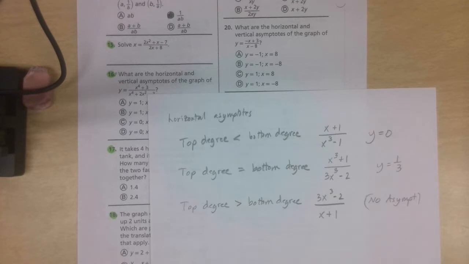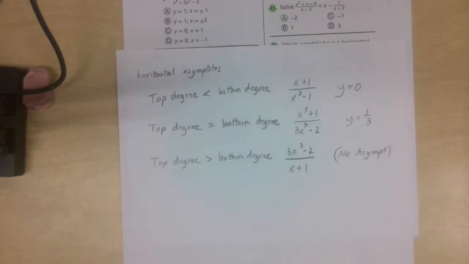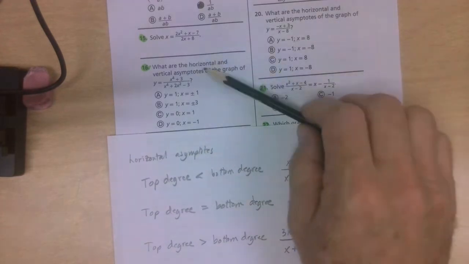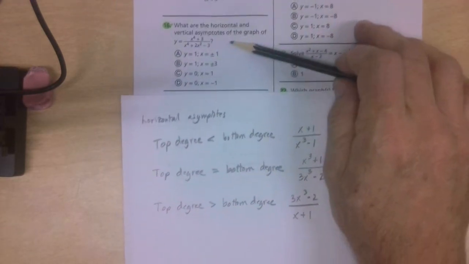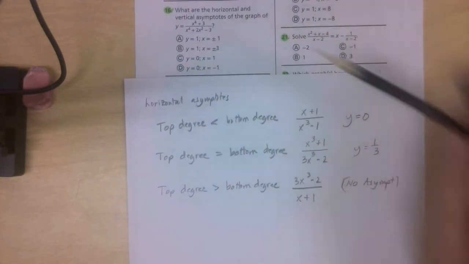Number 20. Hold on one second. Scratch that. Number 16. So I saw that number 20 also had vertical and horizontal asymptotes. So I got a little confused, but we're just going to attack number 16 and see what happens.